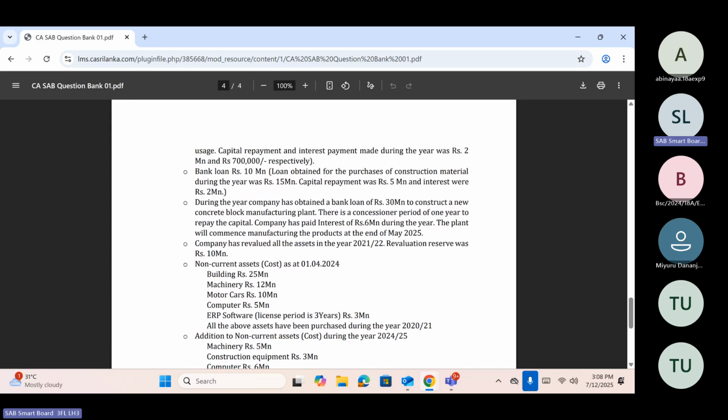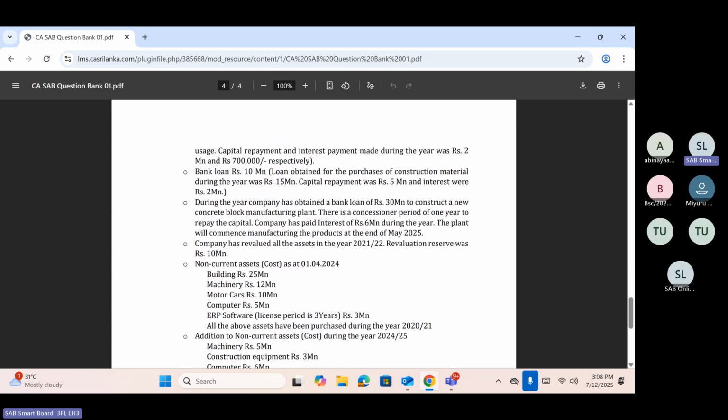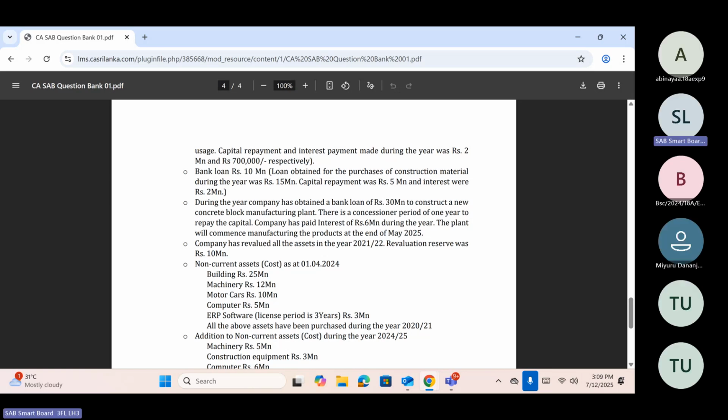On that, they have paid 2 million interest, and they have paid timely capital repayment. That's how the 10 million remains: 15 million only, 5 million capital repaid, 10 million remaining. So that particular loan interest was incurred for this 15 million. Right? So 4 times it should be how much? 50 million.